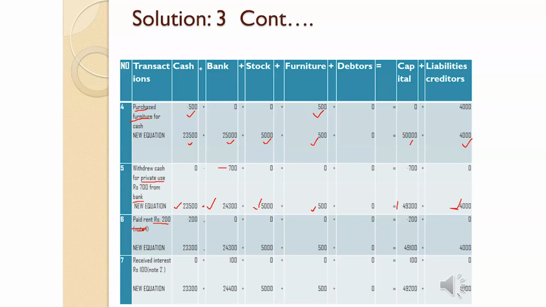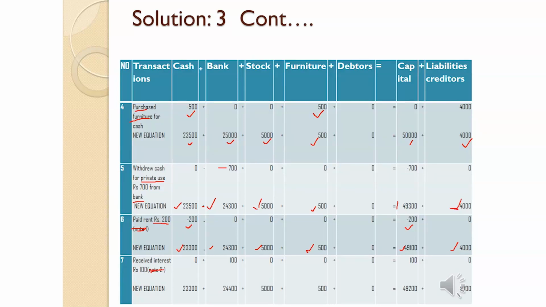Paid rent for rupees 200. Here there is the rent account and the other one is the cash account. Cash will be reduced by rupees 200. Capital is also reduced by rupees 200. So 23,500 minus 200 is 23,300. Then bank balance 24,300. Here stock value 5,000, furniture value 500. Here the capital amount is 49,100. Then creditors value 4,000.